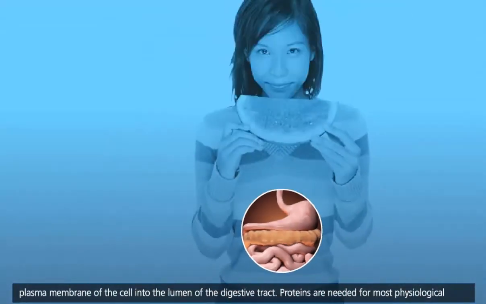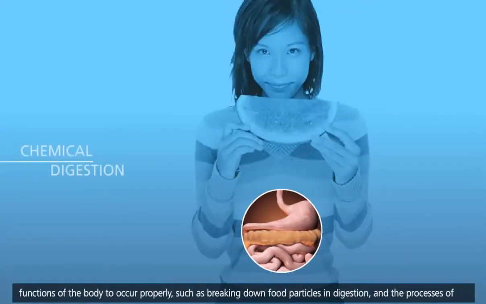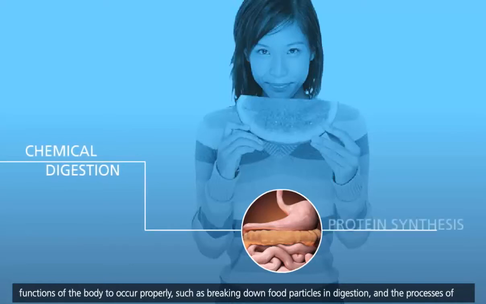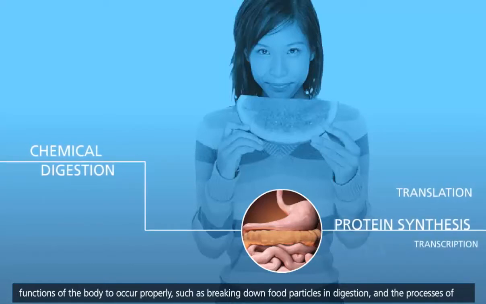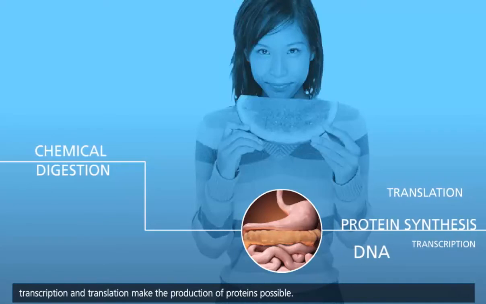Proteins are needed for most physiological functions of the body to occur properly, such as breaking down food particles in digestion, and the processes of transcription and translation make the production of proteins possible.